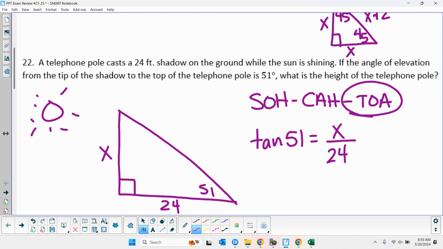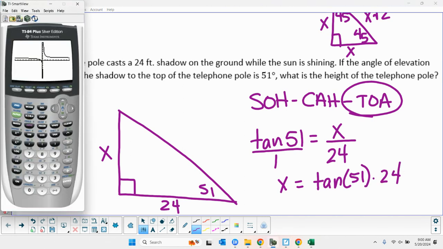Okay. What I told you guys to do is put it over 1, this side on the left, so you have a proportion, and then cross multiply. X times 1 is x. Tangent of 51 times 24. And that'll give you your answer. Make sure you're in degree mode. So I always hit my mode button, make sure it is in degree mode. So I'm going to put tan 51, close it up, and then 24. And it's 29.6 feet.